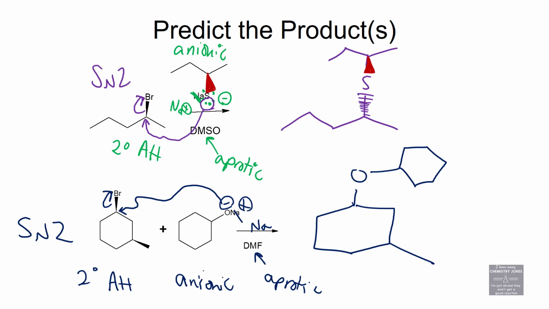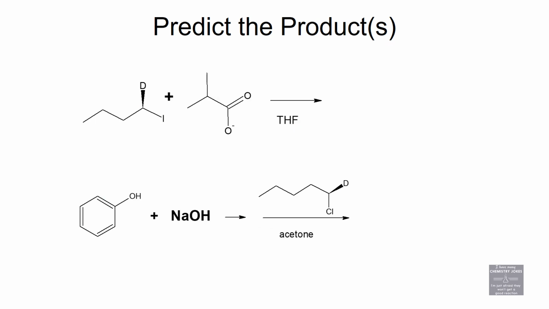But wait, there's more. The carbon that got attacked, that carbon should show inversion, and the way to show inversion is with a dash. The carbon over here that had a wedge that did not get attacked should be a wedge, because it did not get attacked. Stay the same. Ta-da! Isn't it lovely?